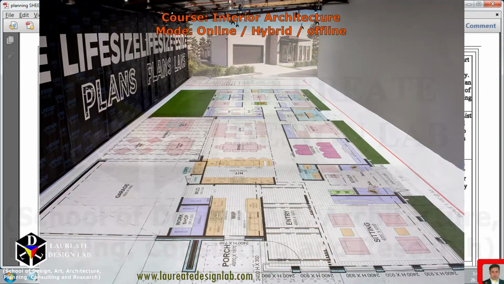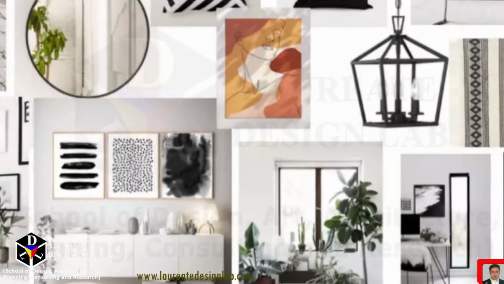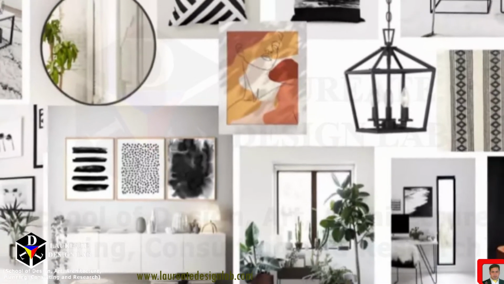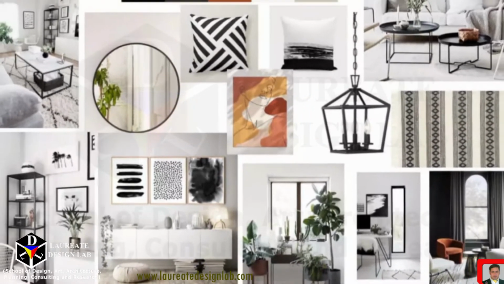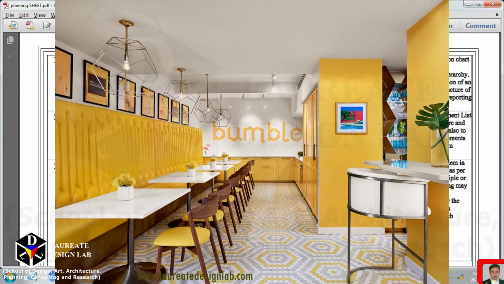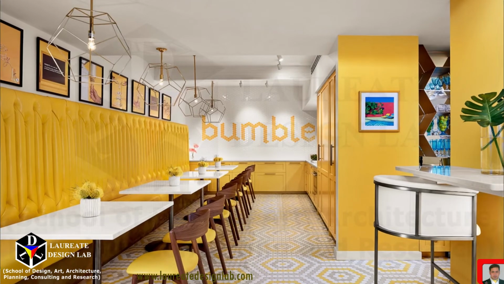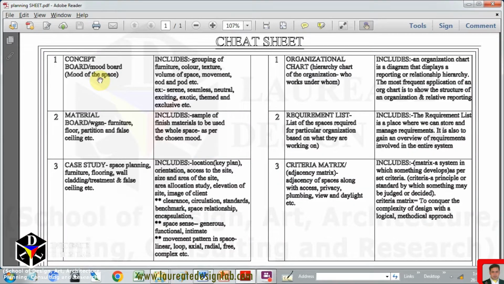What we are going to learn is all about the very basic concept of space planning. The first thing is the concept board, which is also called mood board. So mood of what? It is all about the mood of the space. So what else one should include in concept board or the mood board?